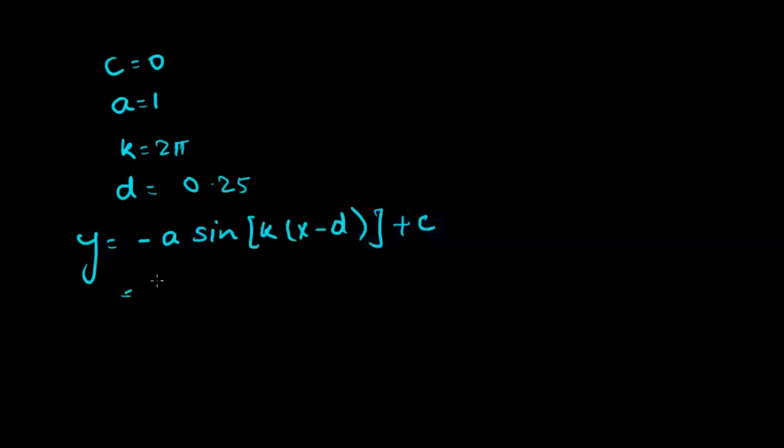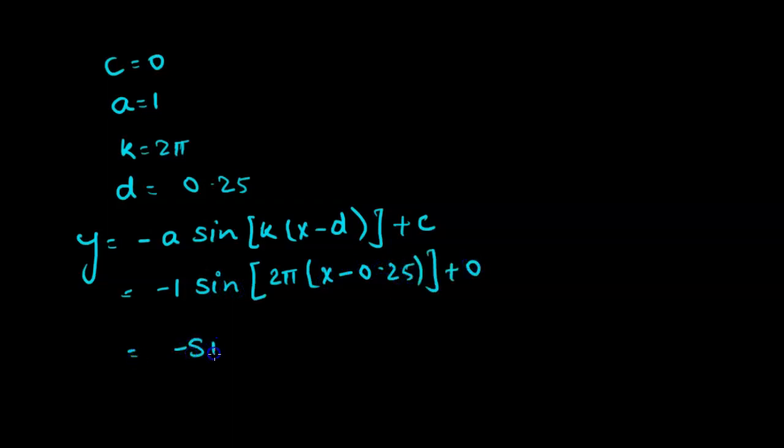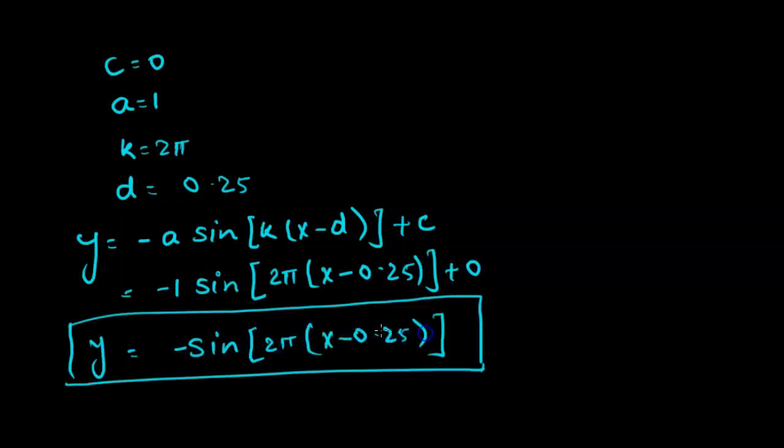If we consider c is 0, a is 1, k is 2 pi, and now if d is taken as 0.25, then the transformed equation is still a sine x function equation. However, it will be negative a sine kx minus d plus c. Now when we sub in all the values, we get negative 1 sine, k is 2 pi, x minus 0.25 plus 0. Therefore, the final answer is negative sine 2 pi x minus 0.25, which is going to represent another sine equation for the same graph.